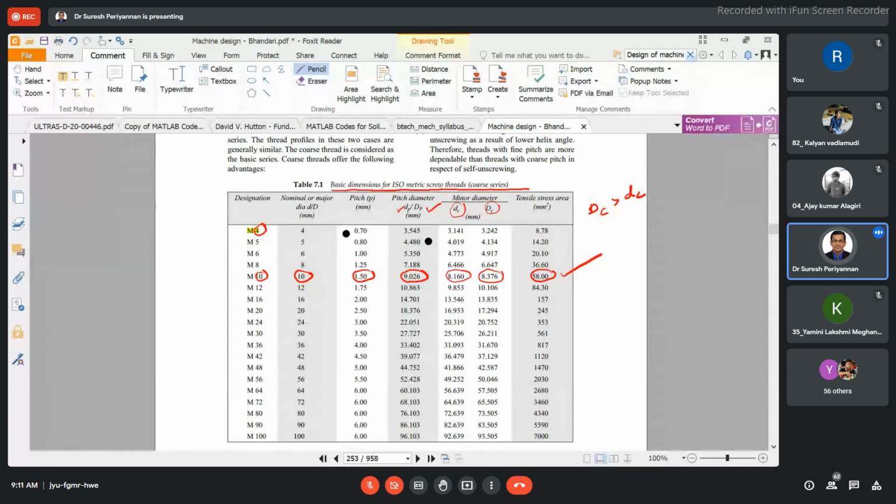Now consider any metric thread. Here, this is the metric thread with 60 diameter. This is the major or nominal diameter. This is the pitch, 6 mm. This is our pitch diameter, the same for internal thread and external thread. This is our minor diameter, and for the internal thread it is always higher. Now this is our tensile stress area. This is obtained from the design data book. They might have gone through thorough studies, then declared this data book, and then we have to use it directly.